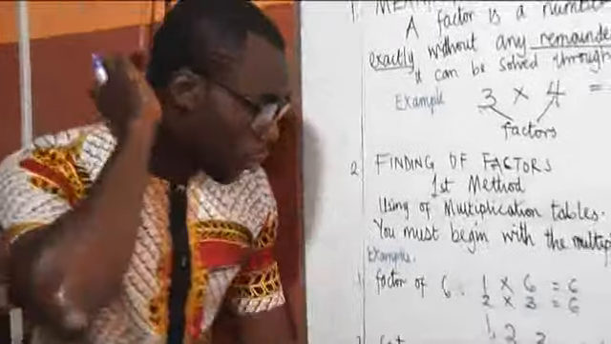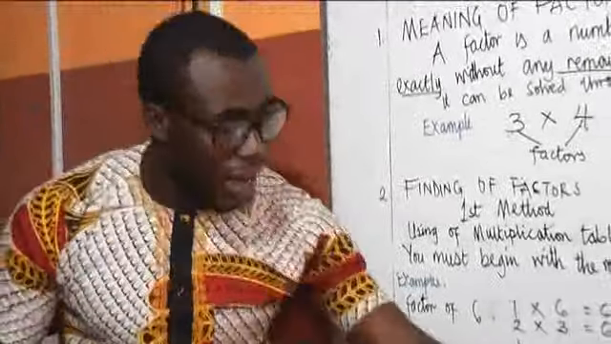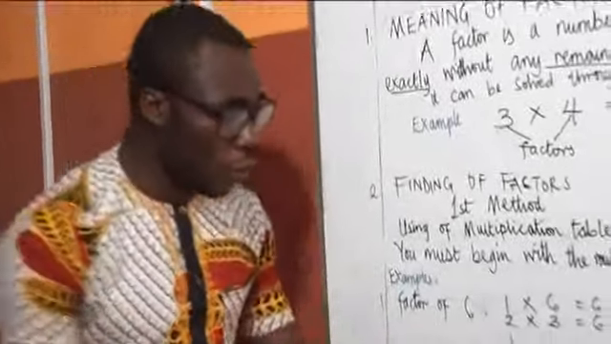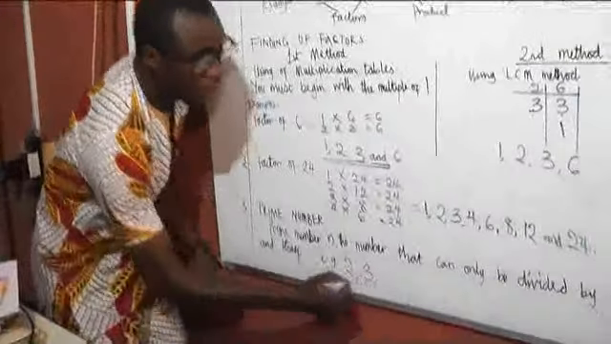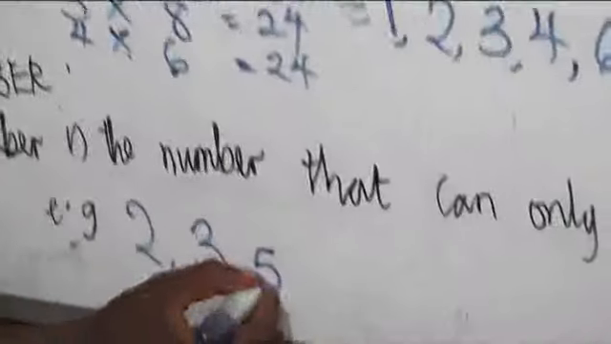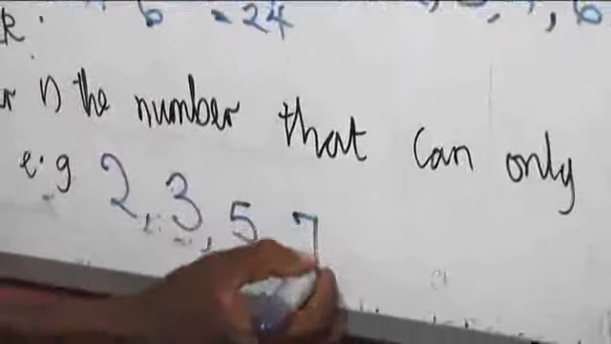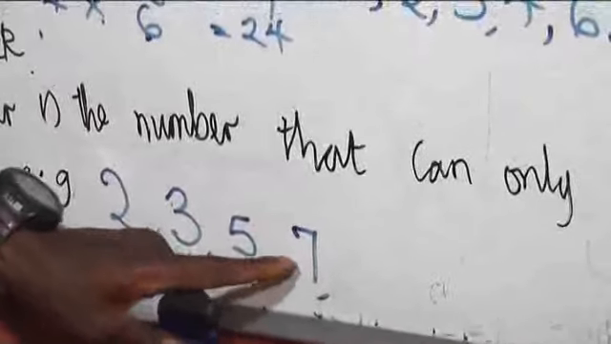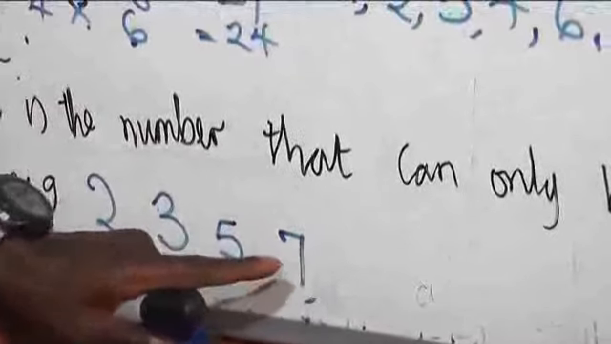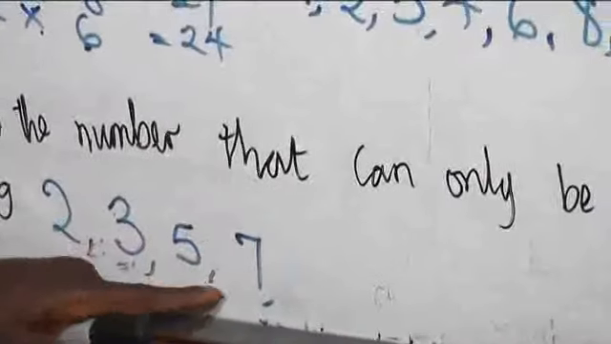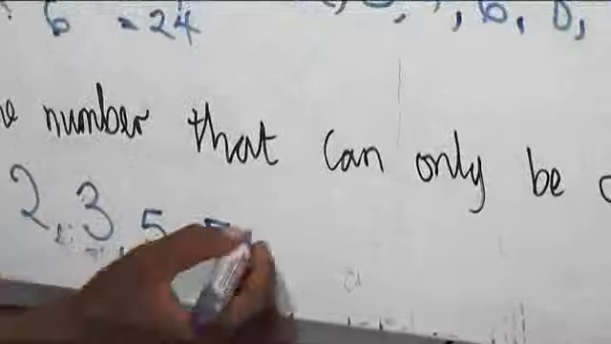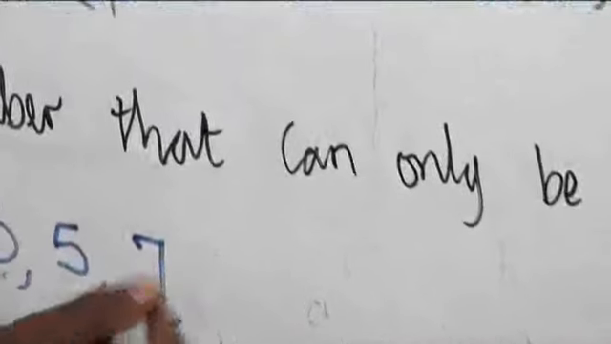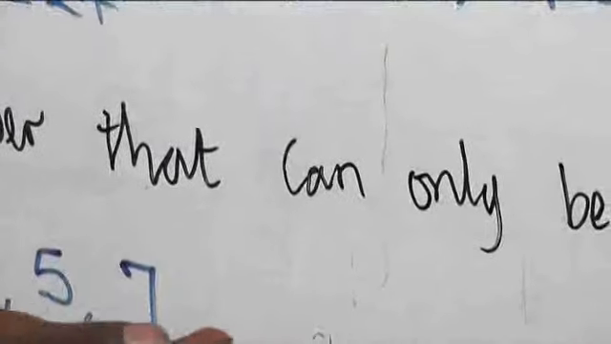So let's move on. We have 2. Now let's write up to 10. 2, good. 3, okay. 5, 7. Why? Because 6 is an even number, so 6 can never be a prime number because it can also be divided by 2. Now 7. Can 8 be? No, because 8 is an even number.